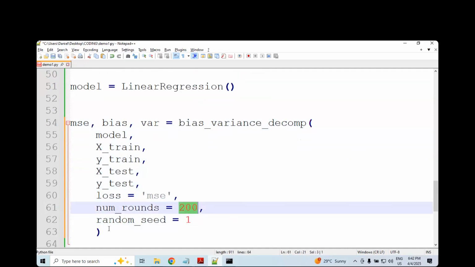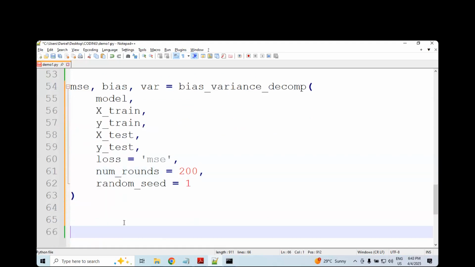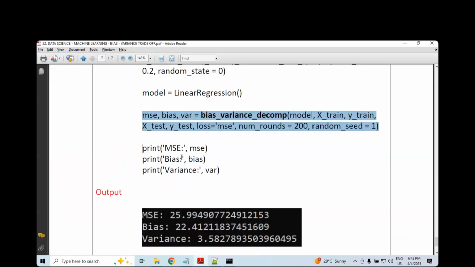If you want, you can increase the rounds also. What do you mean by these rounds? Yesterday I showed one diagram, right? First iteration, second iteration, third iteration. That is what rounds are. Make a note of that. Parameter updates. Very nice.